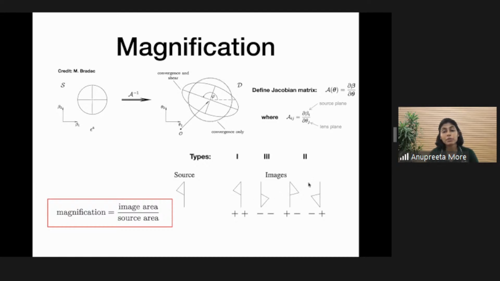In the case of a type 2 image, only one of the eigenvalues is negative, so the image of that source appears to be flipped in only one of the directions. So these are the three types of images that we expect to see in strong lensing. And in very simple terms, one can say that magnification is given by the image area over the source area.